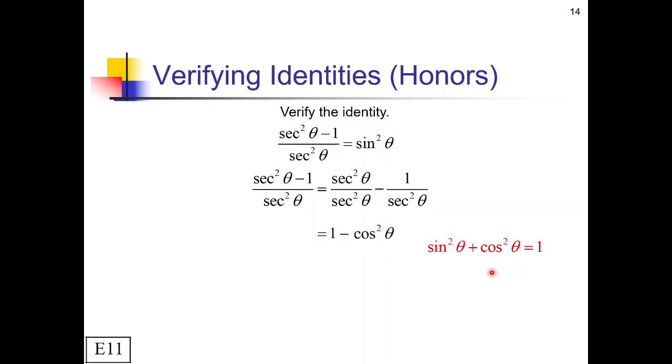And we know, we've seen many times from our sine squared plus cosine squared equals 1 identity that 1 minus cosine squared is just sine squared, which is what I was trying to get on this right side. So that's another way of getting this problem to prove the way it needs to be.